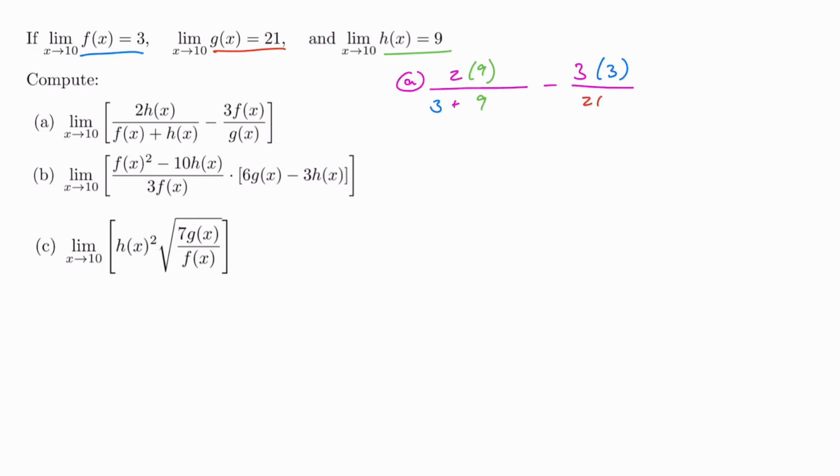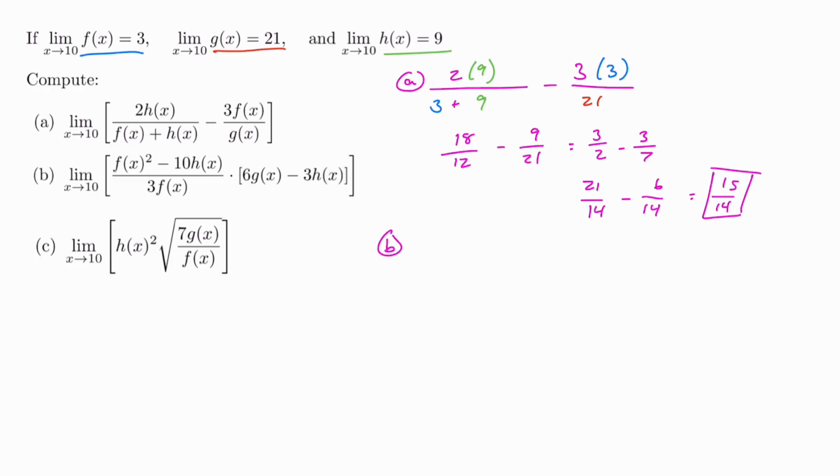So we can go ahead and solve. We get 2 times 9 is 18 over 9 plus 3 is 12 minus 9 over 21. So we can reduce these fractions a little bit, and we get 3/2 minus 3/7. And now we can get common denominators. So 14. This is going to be 21 minus 6, so that will be 15/14.